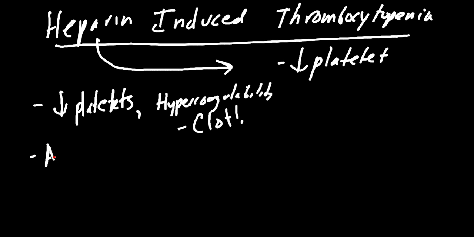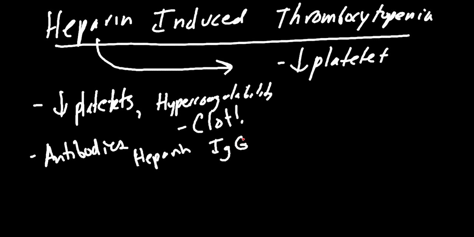Well, we have antibodies against heparin in the form of IgG. Remember, there's different subtypes, 5 different subtypes. Well, we're going to be talking about IgG antibodies, specifically antibodies that the body makes against the drug heparin. That's not good. Our body shouldn't be making antibodies against heparin. However, some people, it does happen.